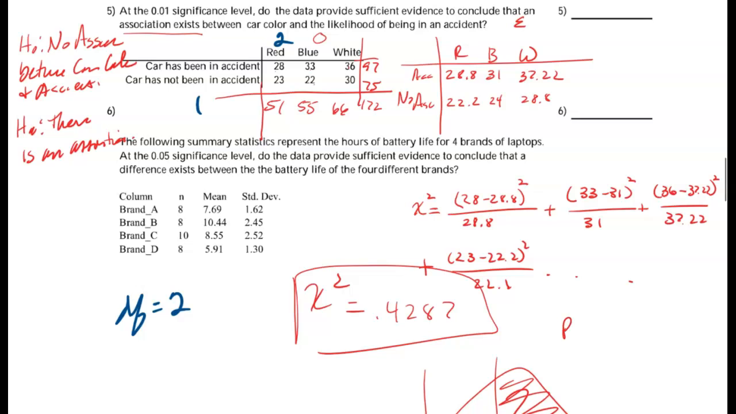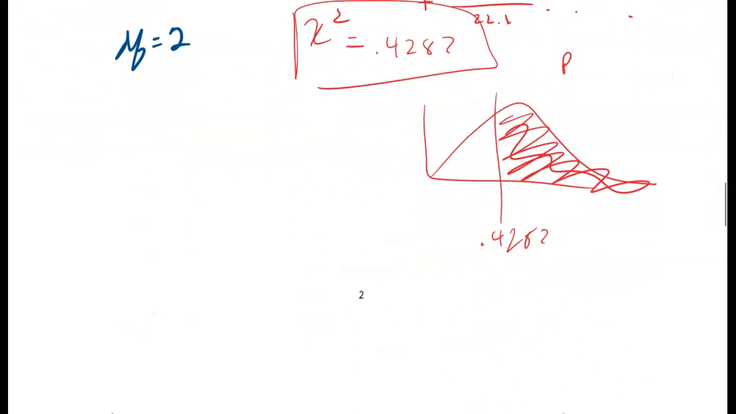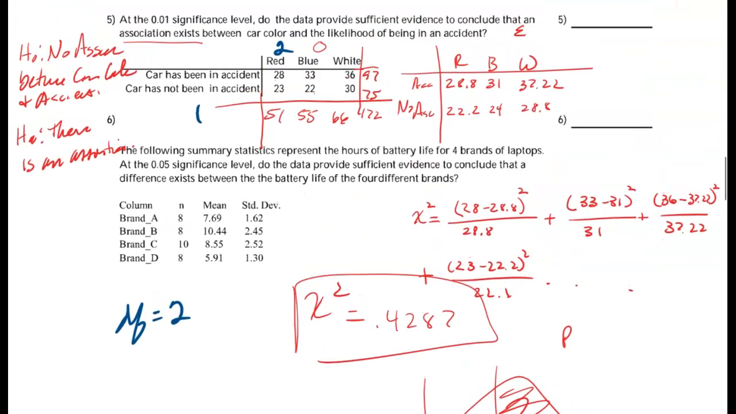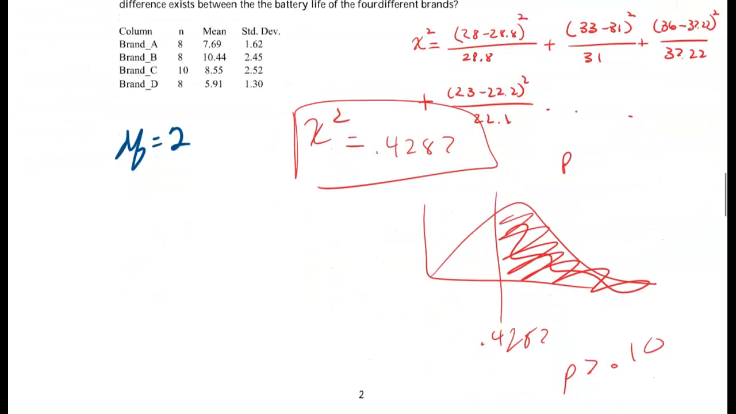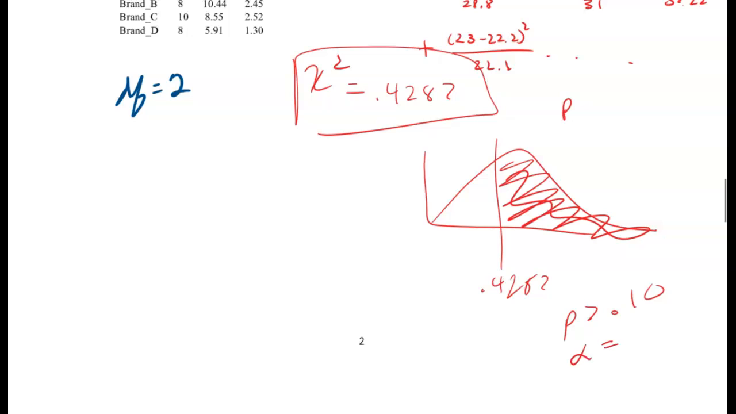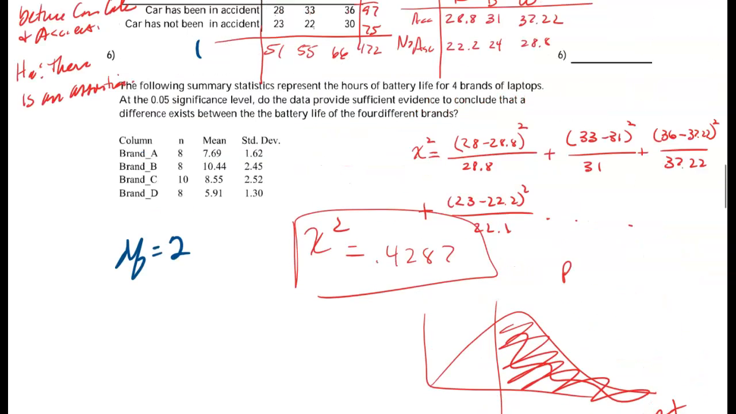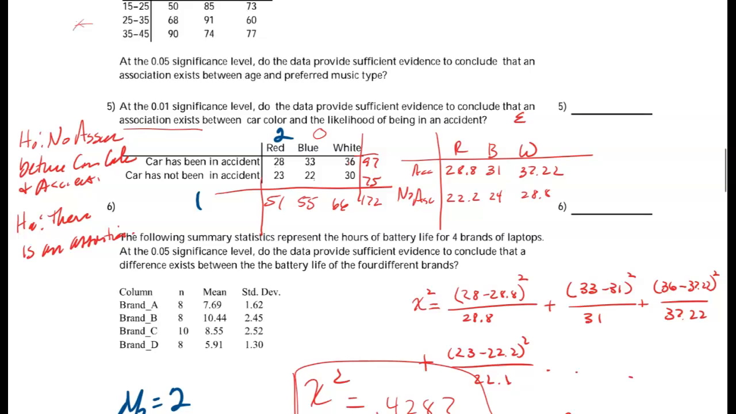So p is larger than 0.10, which means if alpha is 0.05, p is definitely greater than alpha, and this is a do not reject. Okay, so I went through that one in detail with you. I'll leave you the other one to do.